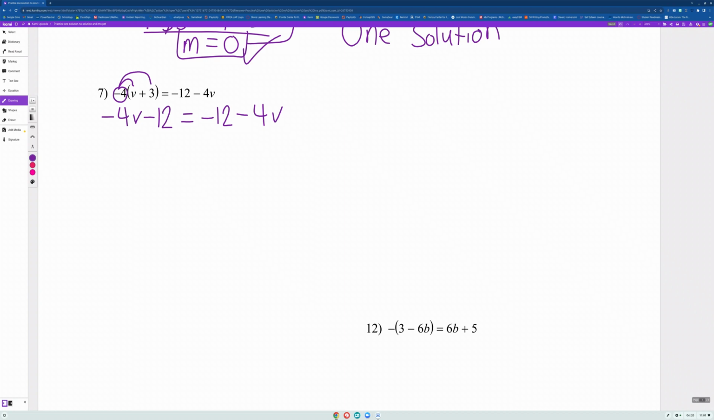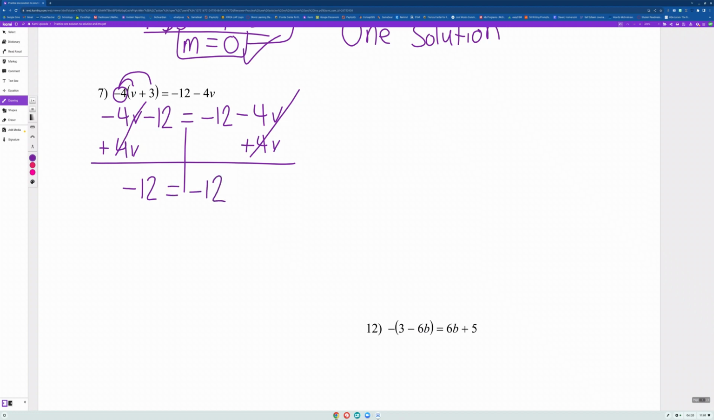I'm going to go ahead and move my 4v. They're both negative, so you'll see what happens here in a second. I'm going to add 4v on both sides. Once I do that, they both are going to cancel. So -12 is equal to -12. This tells me that we are going to have an infinite amount of solutions. And I'll show you why that makes sense.